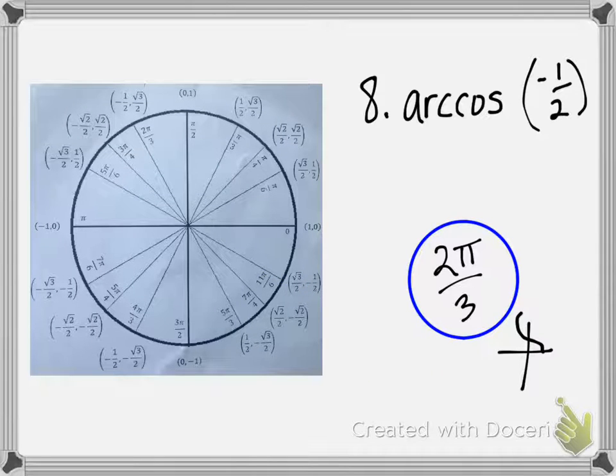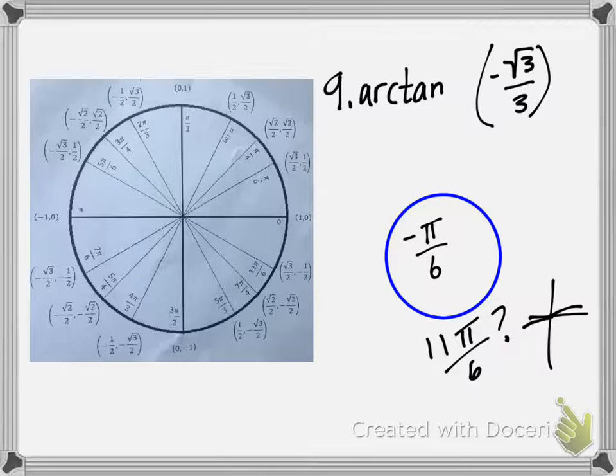Okay, our next one, which is arc cosine of -1/2. Again, we'll find that from this quadrant over here. So where's the cosine value -1/2? The x value is -1/2. I can see it's right here. And again, that's going to be an angle opening up to 2 pi over 3. That's going to be our answer here.